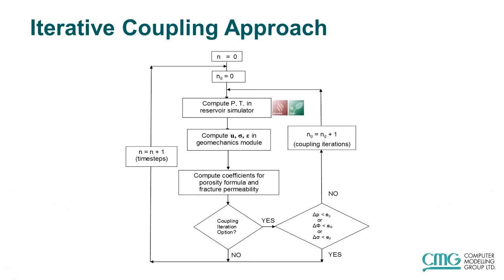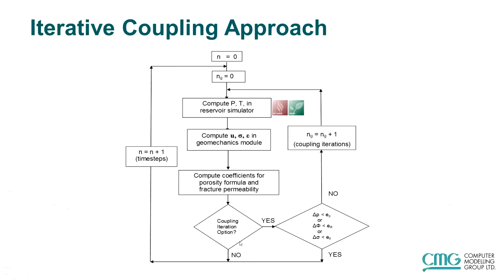So you start off by taking a time step and computing the pressure and temperature in the reservoir simulator using STARS or GEM. You use these values to compute the displacements, stresses, and strains in the geomechanics module of STARS or GEM. And based on that, you can compute the changes in porosity and permeability. Now you have two options. Either you want a coupling iteration or you don't.